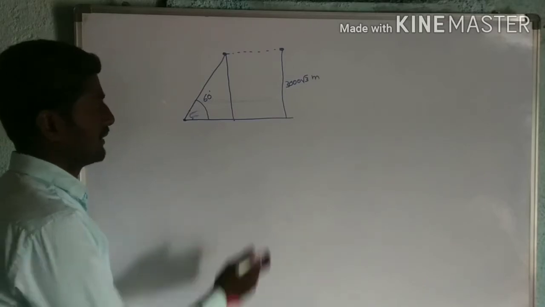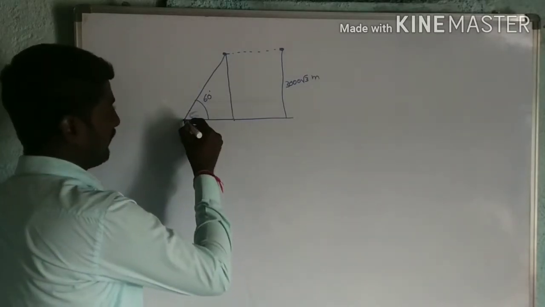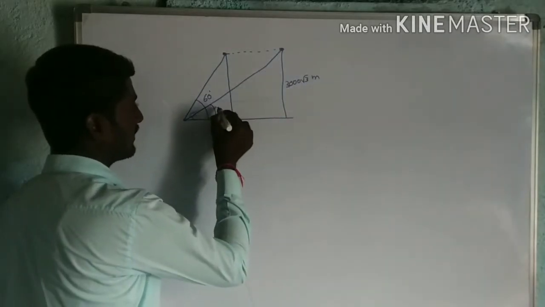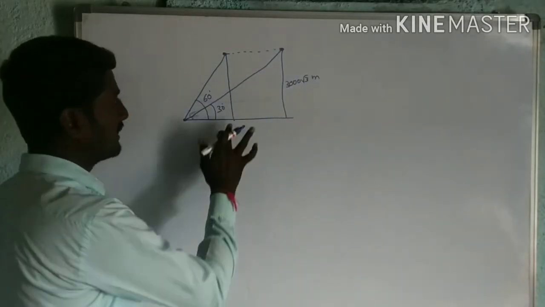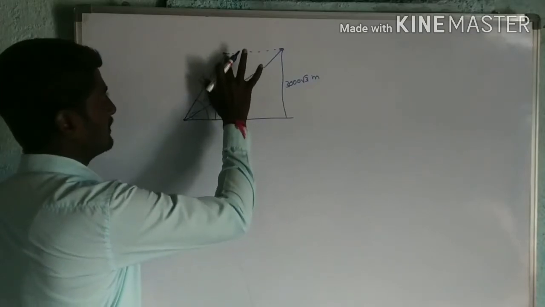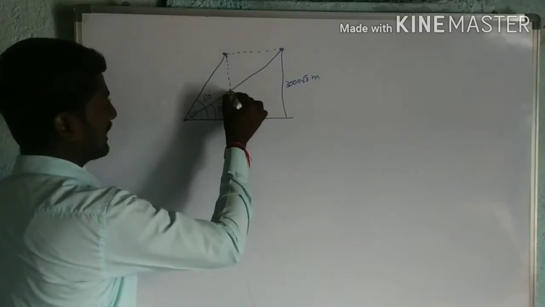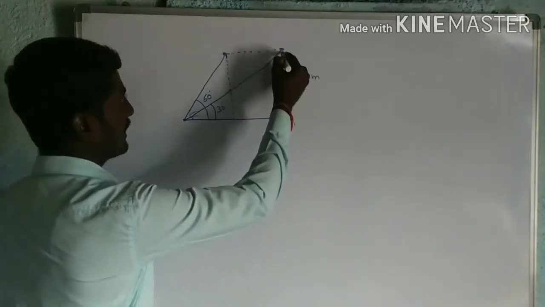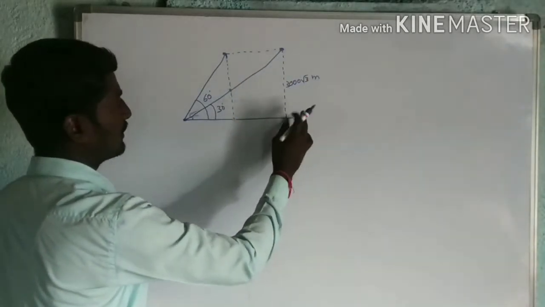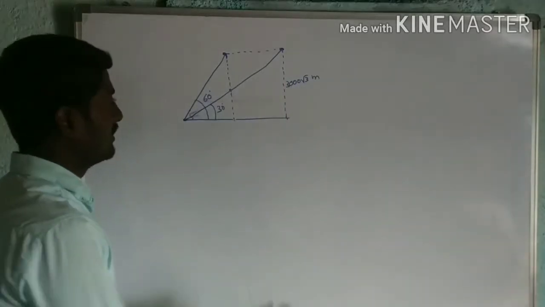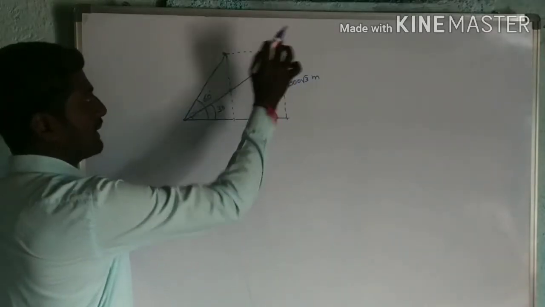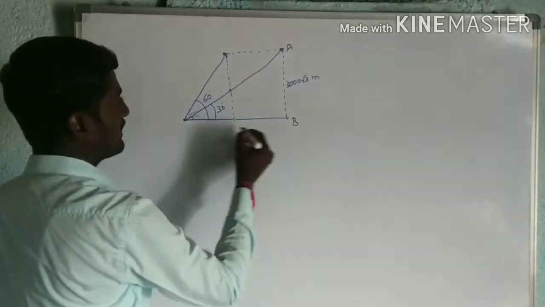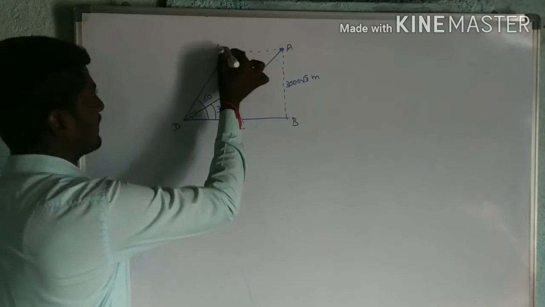Now the angle of elevation for this position will be 30 degrees. Now let us mention it with a dotted line. So this is the height of the aeroplane from the ground. Now we have to find the speed of the aeroplane. Let us name these points A, B, C, D, E.